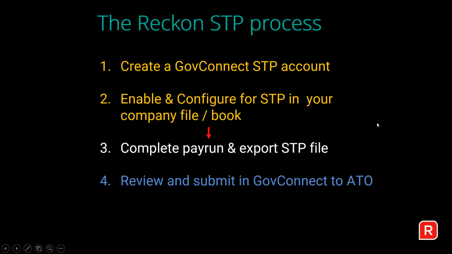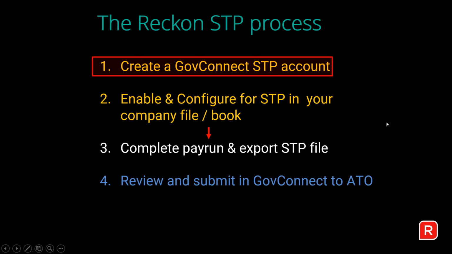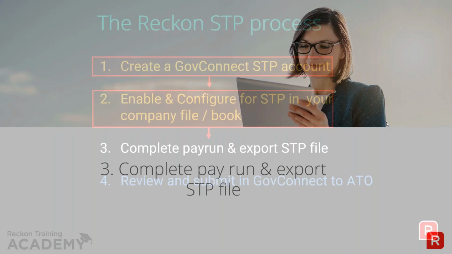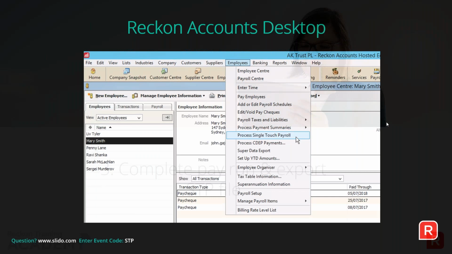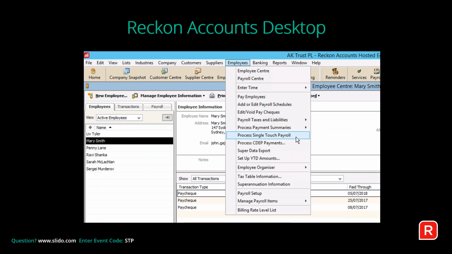Okay, that's all you need to do inside the book. So the book's now configured, so we can now look at completing our pay run and creating our export STP file. Do your pay run as normal, absolutely no change to it. You will still have to report your super guarantee payments as you do now through SuperStream and onto your Super Gateway.